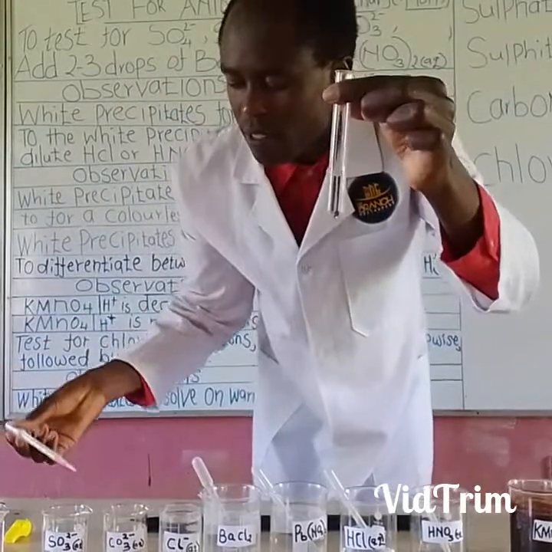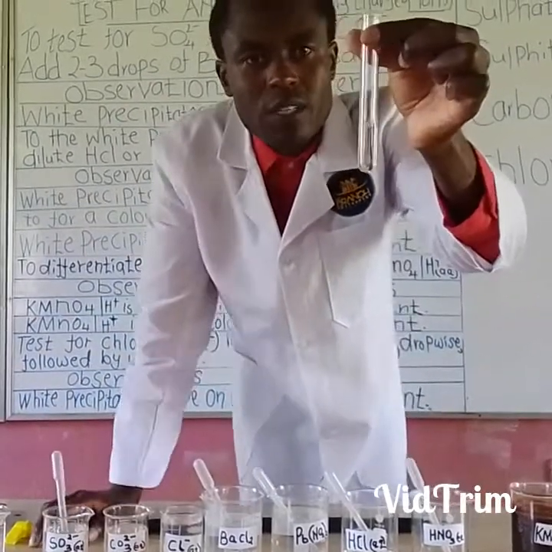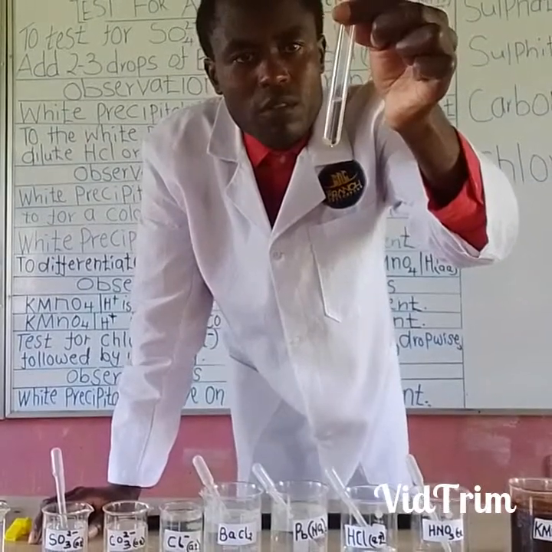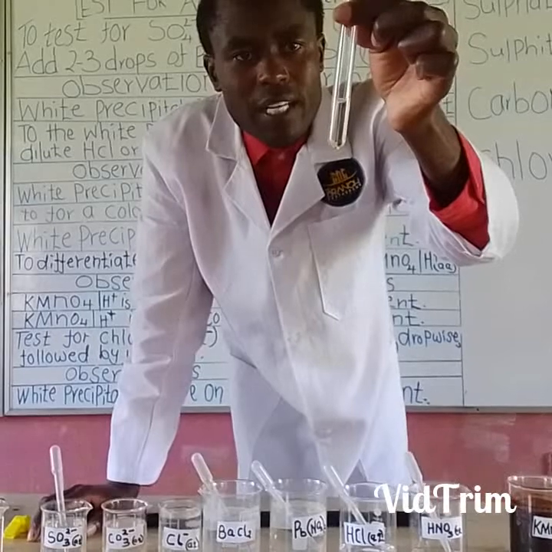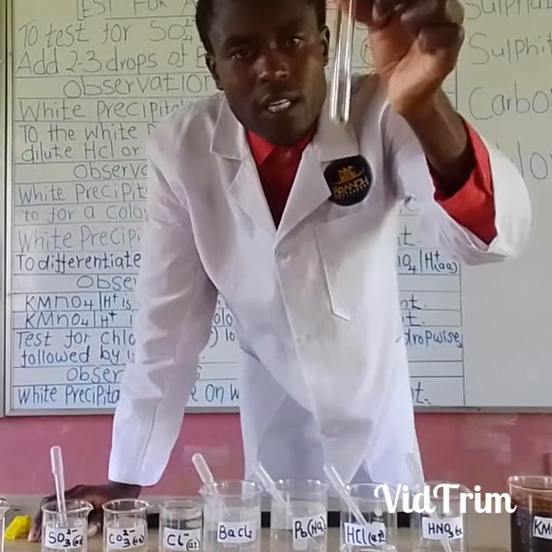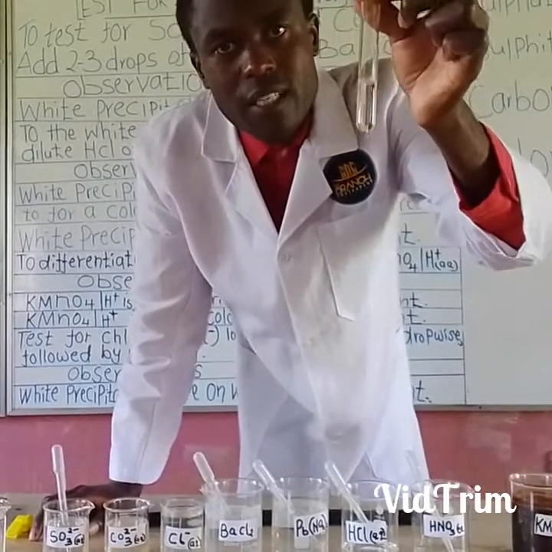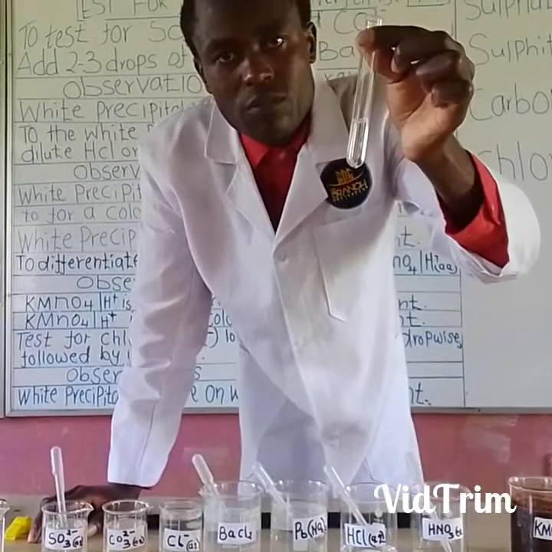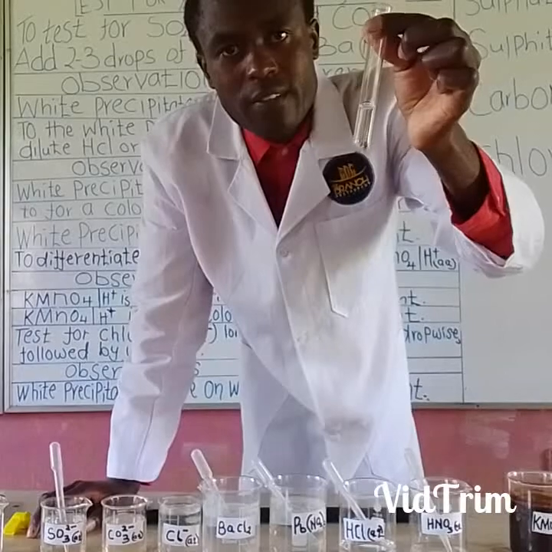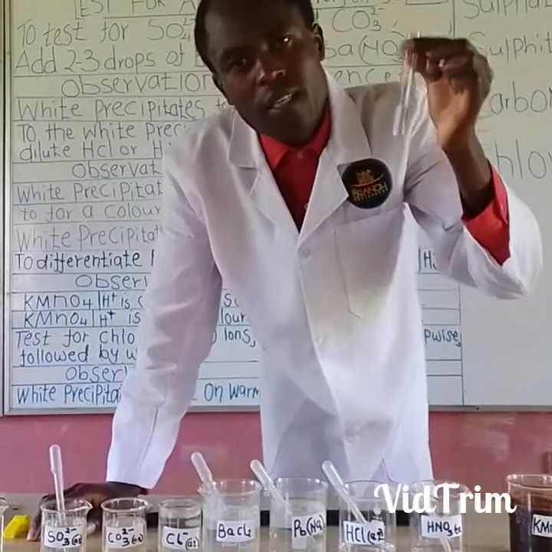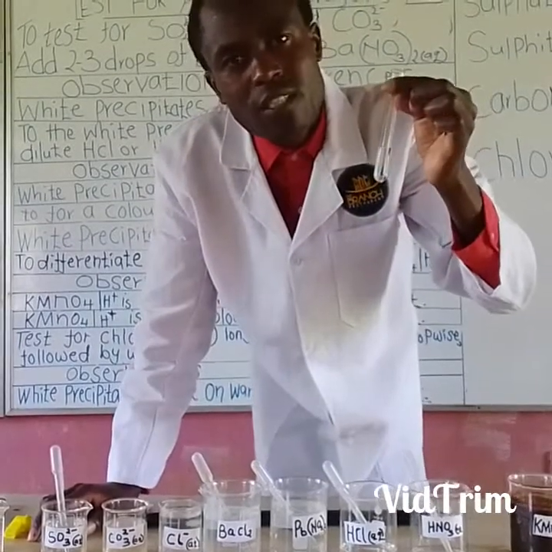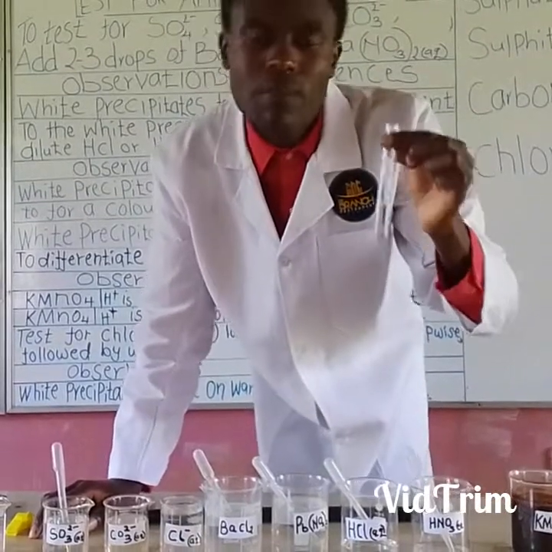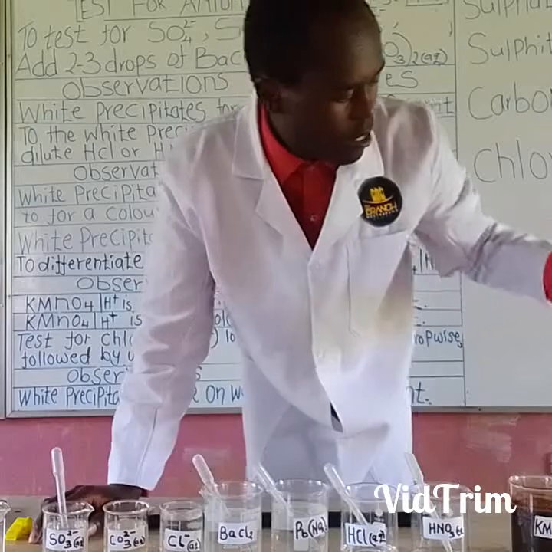There are about 7 drops. So what has happened to the purple color of potassium permanganate? It has been decolorized. A colorless solution forms. Is it okay? So it means sulfite ions will decolorize acidified potassium permanganate(VII). Is it okay? Thank you.